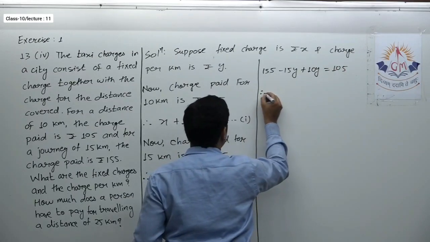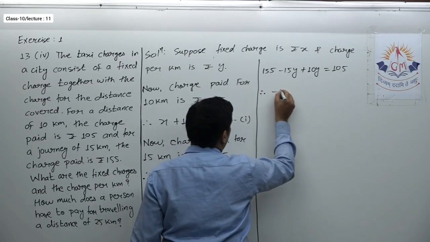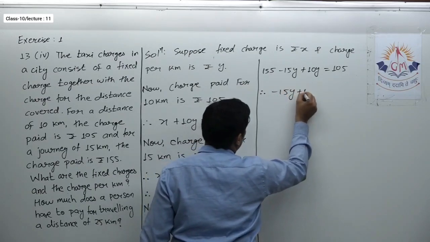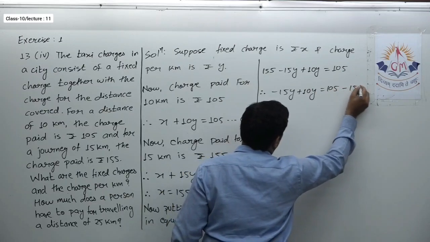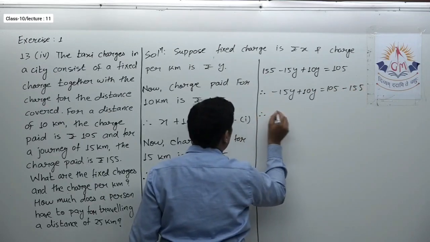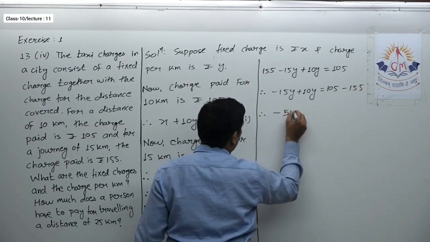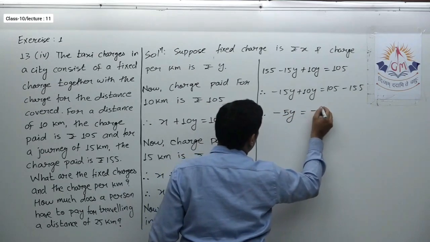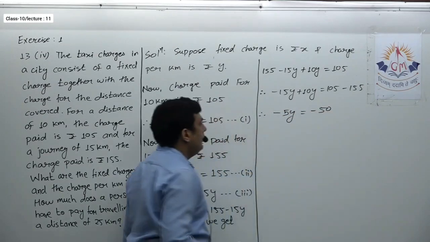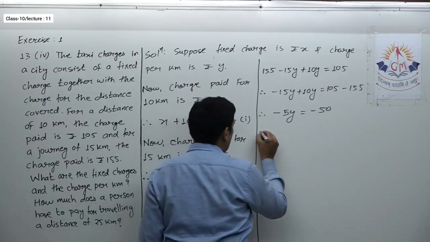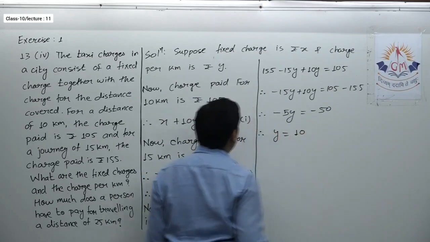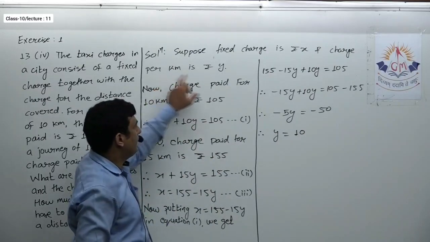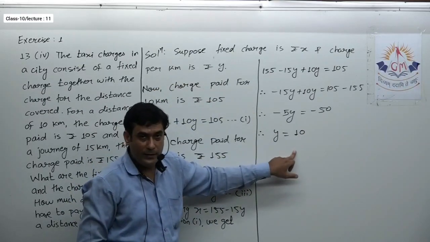So this gives me minus 15y plus 10y is equal to 105 minus 155. So this will be minus 5y is equal to minus 50. Okay, so from here I get the value of y. Therefore, y is equal to 10. That means the charge per kilometer is rupees 10.